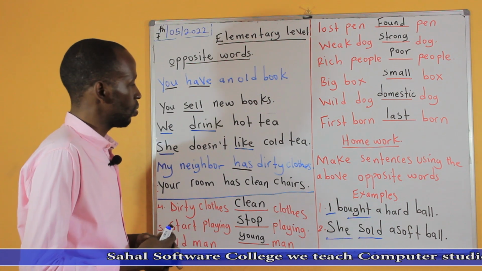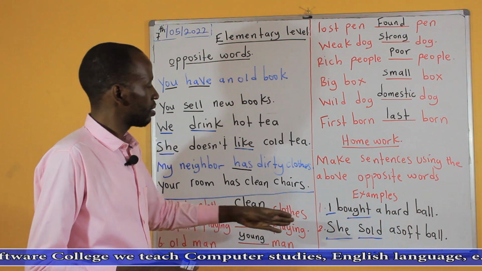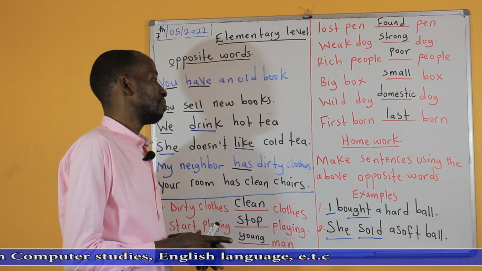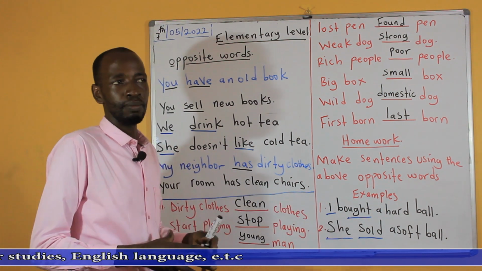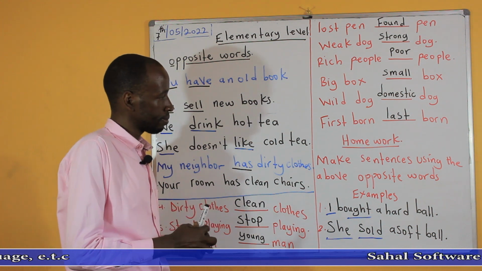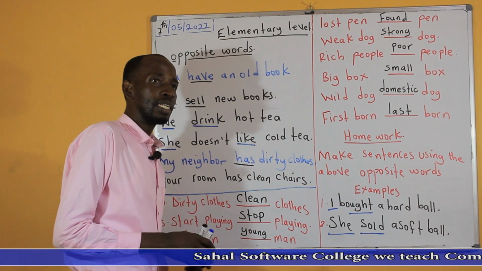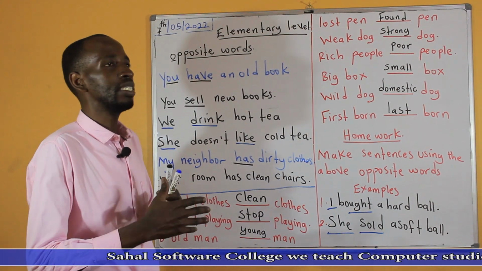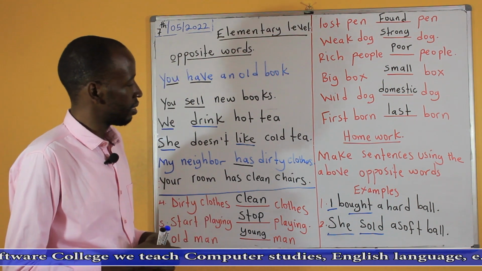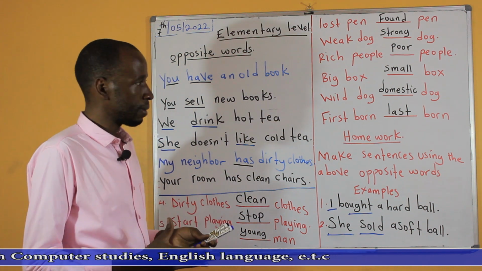Let's first change them to negative and even questions. Let me first change this. I bought a hard ball. If you change it to negative, because it is past, you say, I didn't buy a hard ball. She sold a soft ball. You will say, she did not or she didn't sell. After did not, we write infinitive. So you will say, she did not sell a soft ball.